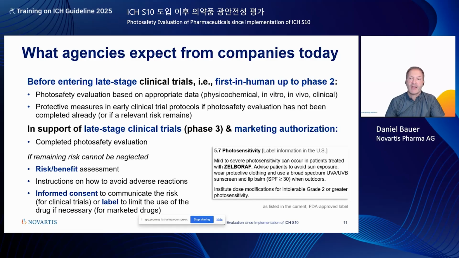And during phase 3 and for marketing authorization, you need to be done, and if risk-benefit suggests that there is still a relevant photosafety risk, you have to put it into the label or the informed consent if you are still in phase 3. So this has strong implications. Label language or phase 3 with protective measures is something sponsors do want to avoid. It limits the use of the drug significantly and the commercial value.